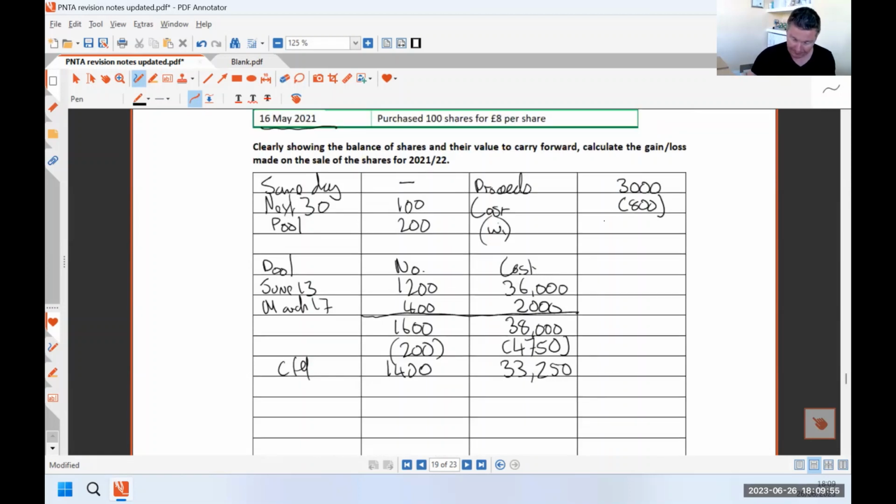We can then transfer this £4,750, and it is going to be a loss. There's £3,000 less the cost of those disposed of from the share pool, which gives a loss of £2,550. And that's it. And that is 8 marks, and you have 1.2 minutes per mark. Any questions on that, or what do we think to that?